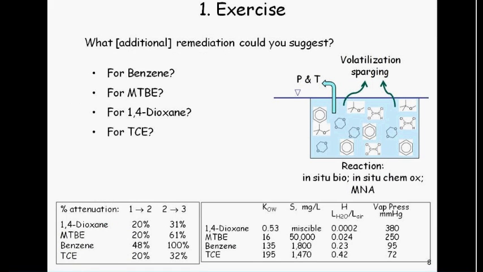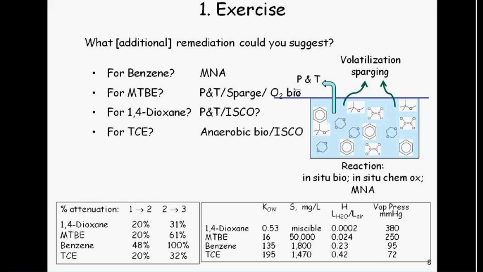So, what did we come up with? Well, for benzene, I think MNA was the obvious choice. For MTBE, we thought that we could pump and treat, we could sparge it, we could add oxygen for bio. 1,4-dioxane was pump and treat, and we're not sure if ISCO worked. TCE is anaerobic bio or ISCO, both work, and pump and treat maybe as a third option. Well, remember, we're going to apply our technologies to a plume that contains all 4 chemicals.